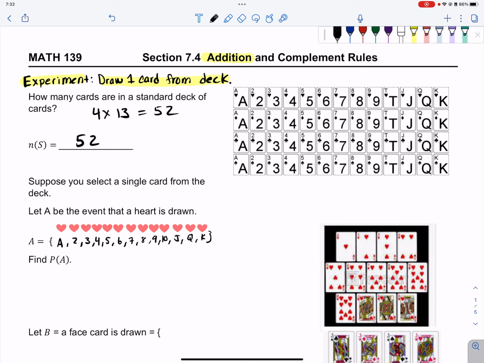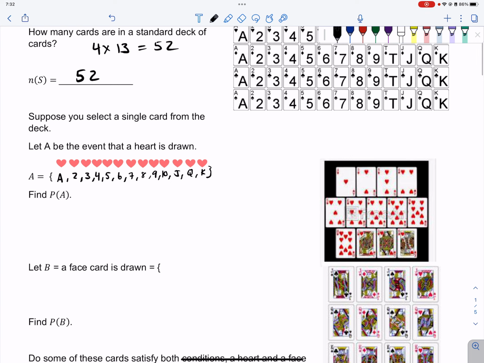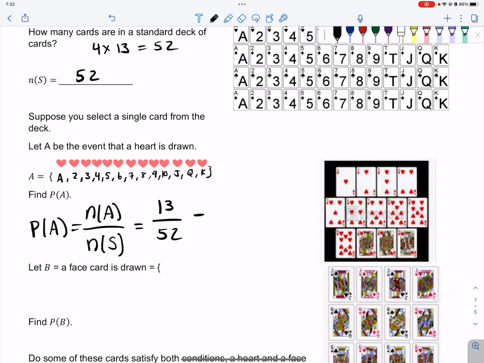So now let's set up some different events with this. We're first going to have A be the event that a heart is drawn. So we take a look at our deck of cards and we grab all of the hearts and put that into this event A. So that is our 13 hearts. So now to find our probability of A, well, that's simply just the number of things in A divided by the number of things in our sample space. So this gives us 13 over 52, which then we could simplify to be 1 over 4.